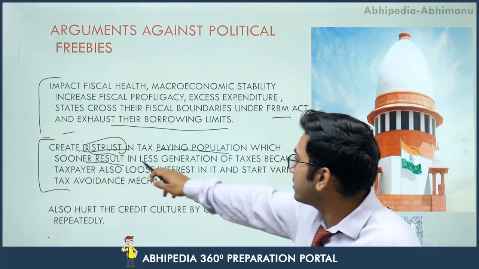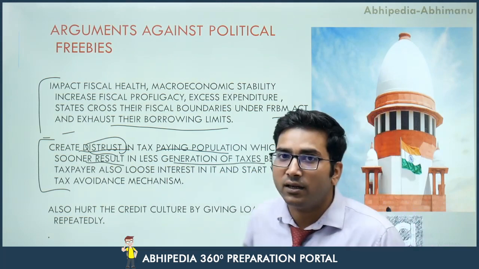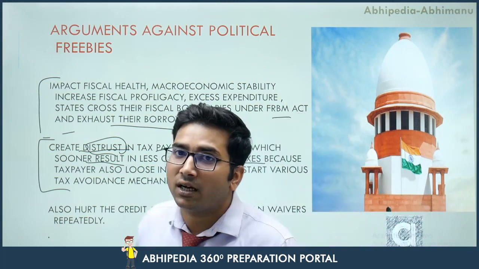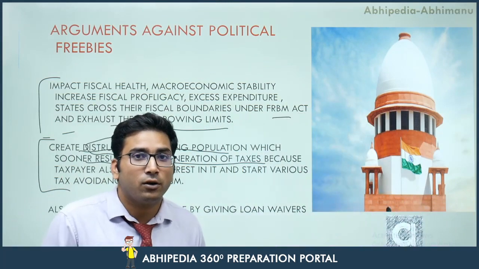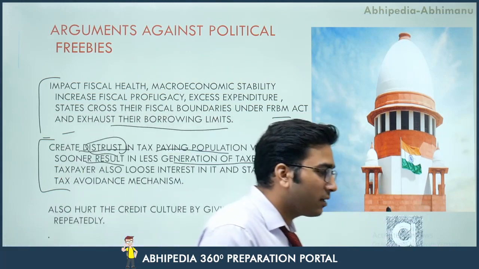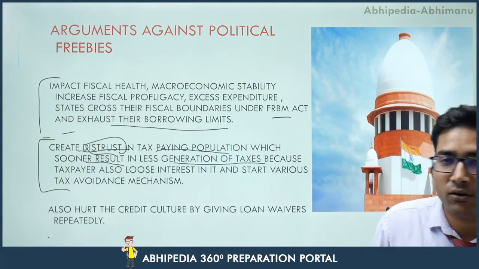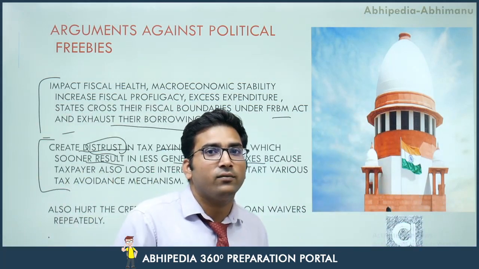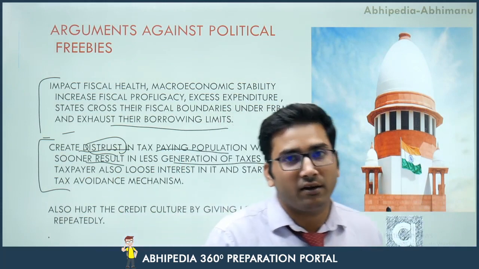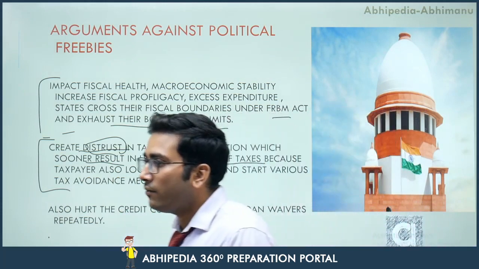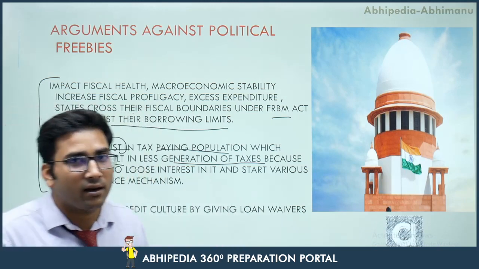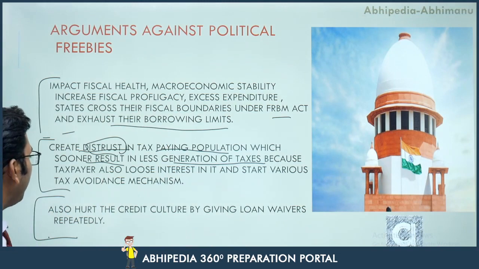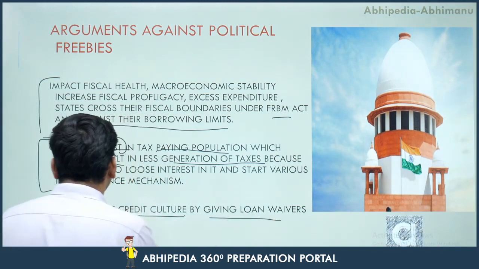And it will sooner result in less generation of taxes for the government, because the taxpayer will lose interest in paying the taxes and will definitely use tax avoidance mechanisms and tax avoidance loopholes. The result would be that the government will not get the taxes and there will be no development in the country, and sooner the country will be like a devastating country. You will not have taxes, you will not have development, a state of chaos will come back to India, right? This is the third point, which says that it hurts the credit culture by giving loan waivers repeatedly.